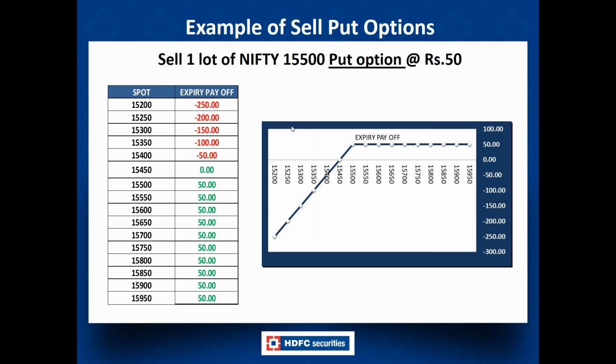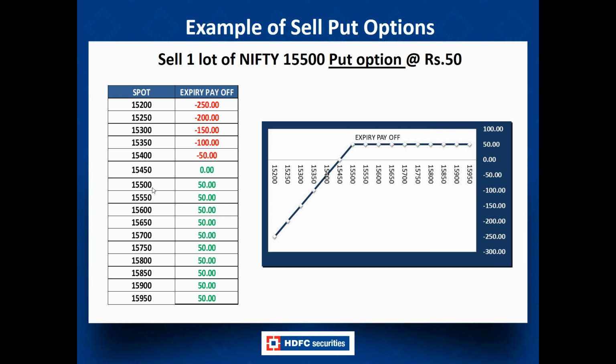Now in this scenario, since you are a seller of an option, your risk is quite high if your view goes wrong, but your reward is just limited to the premium which you have received. So here I will be gaining not more than 50 rupees per share. 50 into 50, the lot size, so 2,500 is the maximum profit I would be gaining. But on the lower side, my risk is unlimited if Nifty starts moving below 15,500 levels.